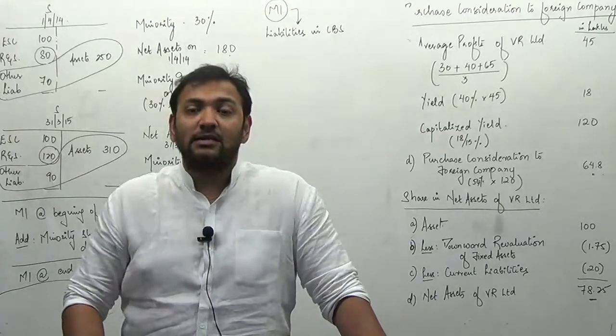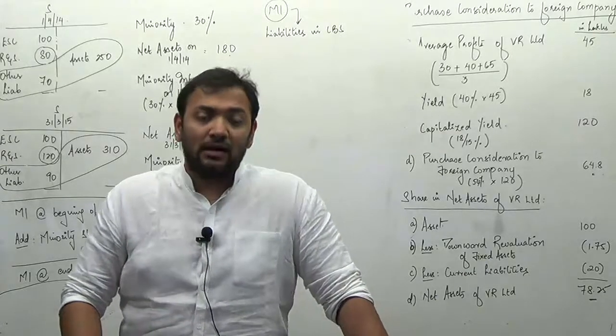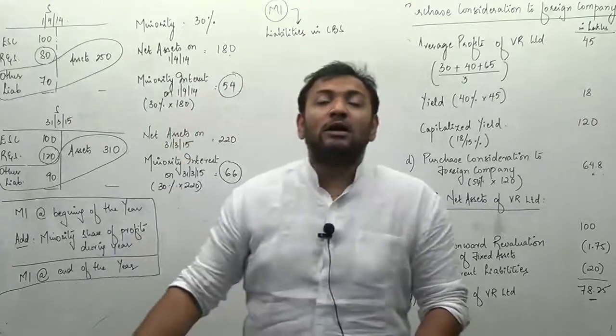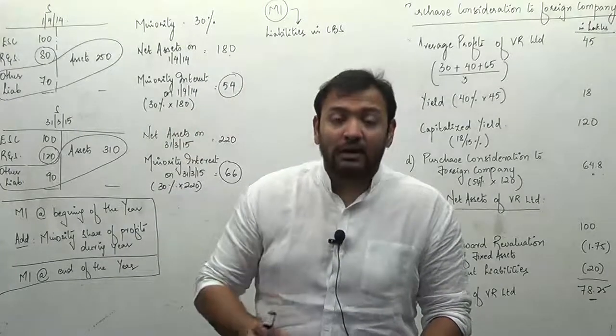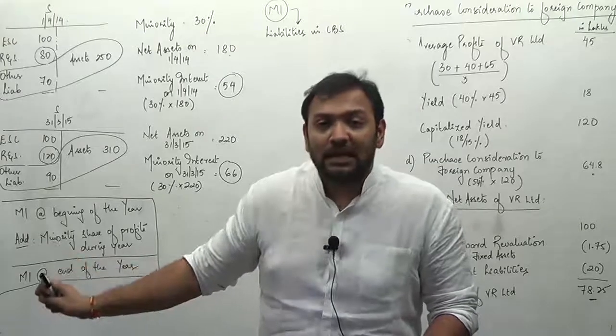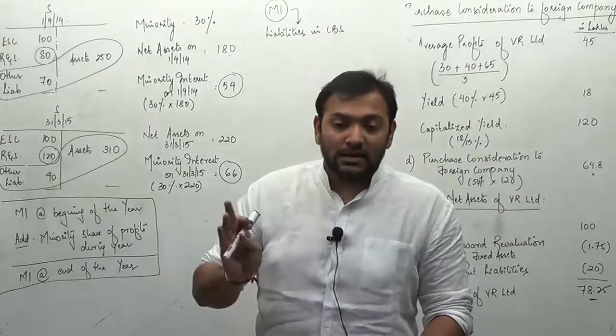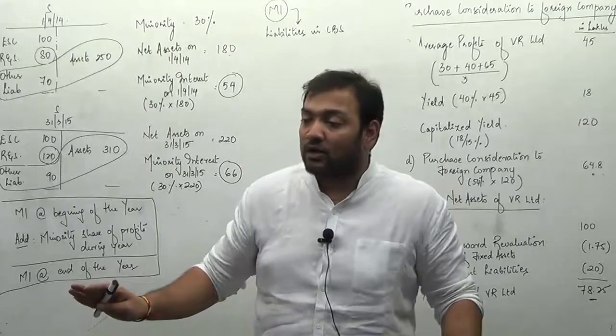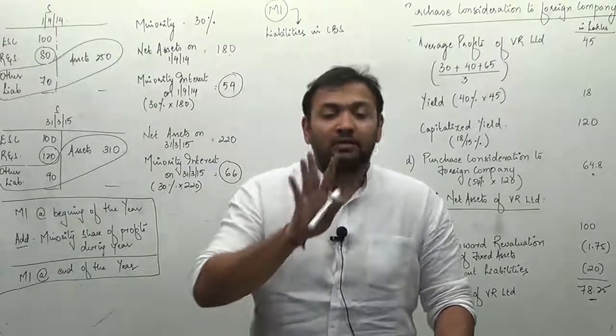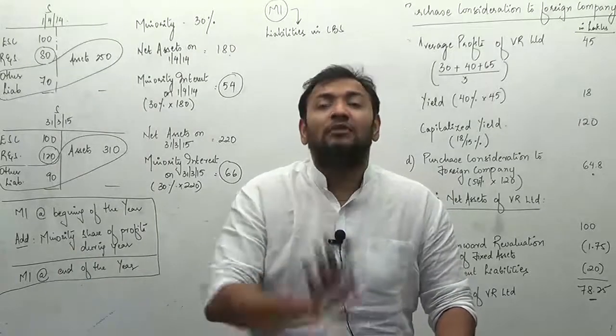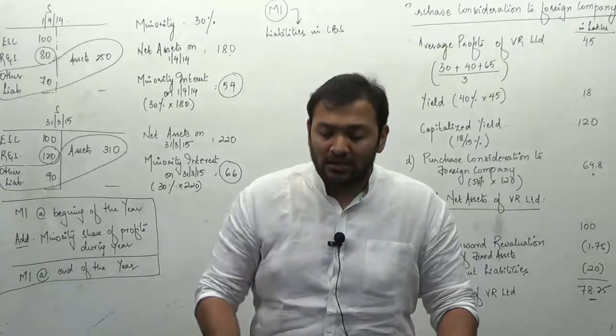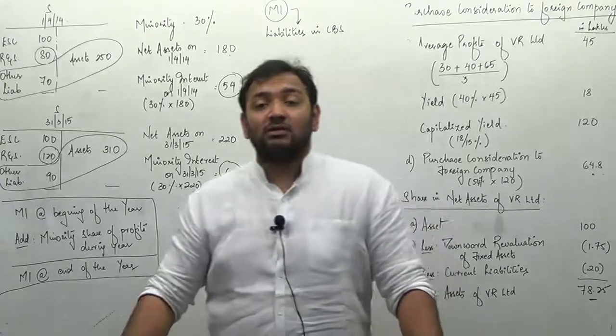So instead of showing it as an asset, according to AS 21, whenever you have a negative minority interest, you need to adjust it against reserves for CBS. He is saying do not take it under minority interest. You deduct it from the reserves in the consolidated balance sheet. Another clever question was asked.